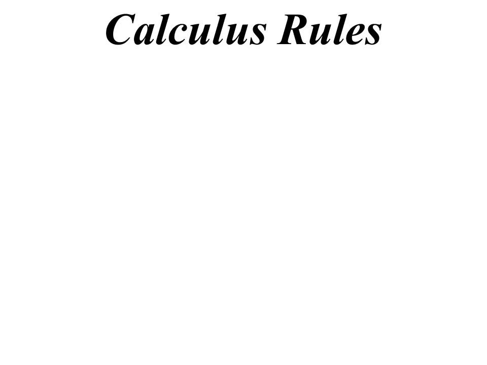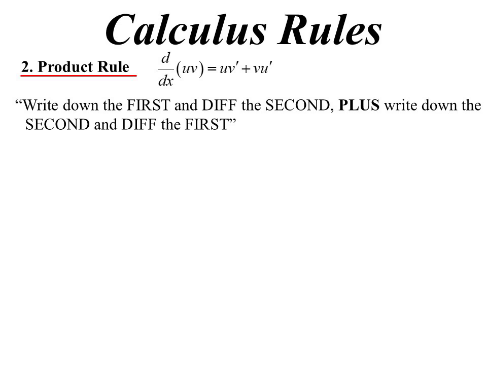Second of our calculus rules, which is going to help us differentiate, is the product rule. So there's the formal definition: if u and v are both functions of x, then u v dash plus v u dash. Again, there's a better way of doing it. Here we go. Write down the first and diff the second, plus write down the second and diff the first. So basically that's what you do. If you say that as you're doing it, then you just write all the steps.